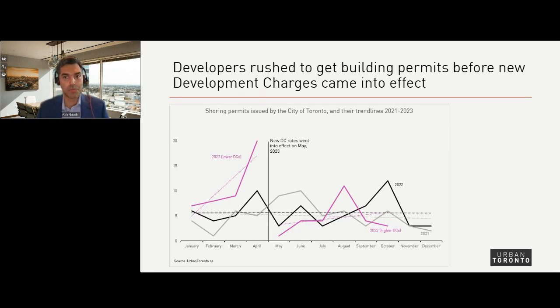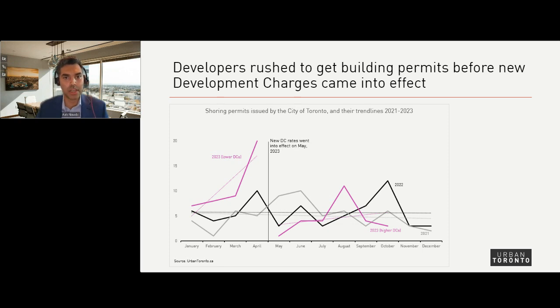This is with respect to building permits as well. So this is tracking shoring permits. Shoring is when you are digging below the ground and you need to put up some structures to prevent the walls from falling in on you.